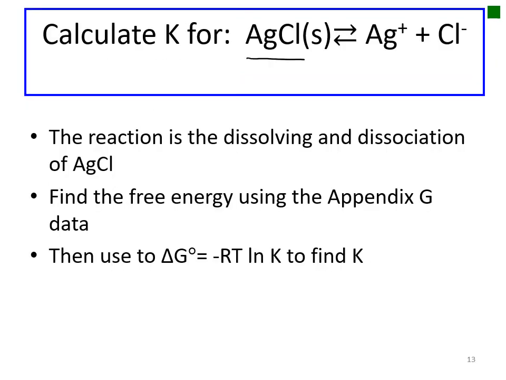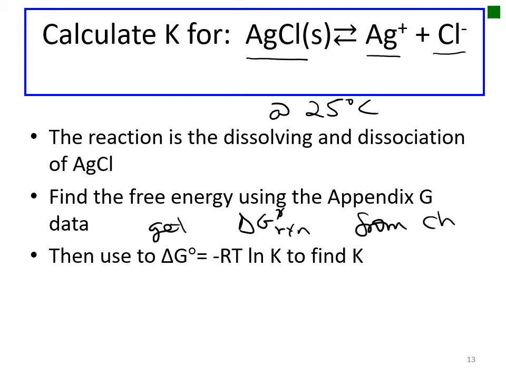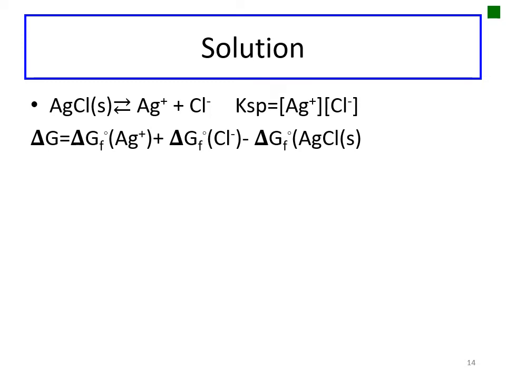So let's imagine that we have silver chloride dissolving into silver and chloride, which, by the way, is going to be Ksp for this. So let's do this reaction at 25 degrees Celsius. If we do this at 25 degrees Celsius, we can get delta G naught for this reaction from the charts. If we plug in a temperature of 298 Kelvin, we can get the equilibrium constant. So let's get the delta G naught for this reaction as well as the K. By the way, we've seen this before. This is just a solubility product.